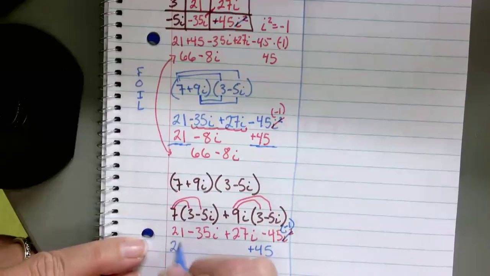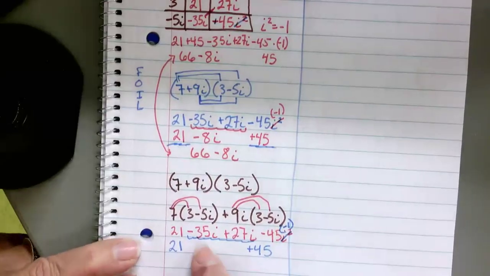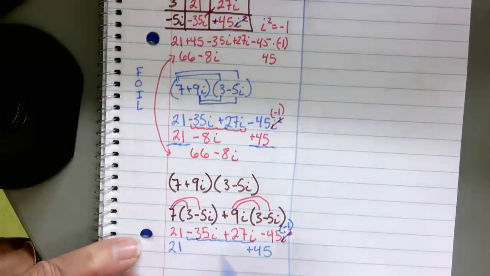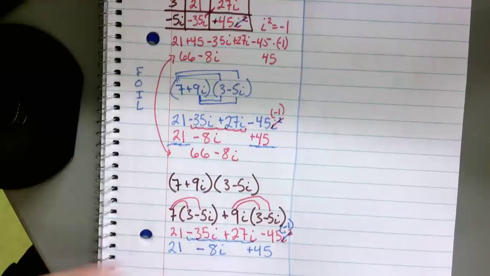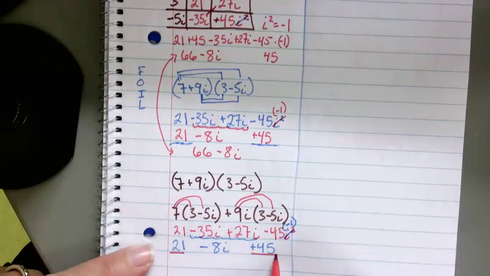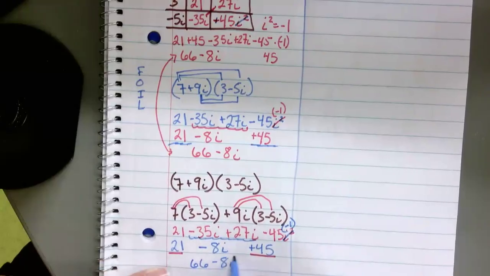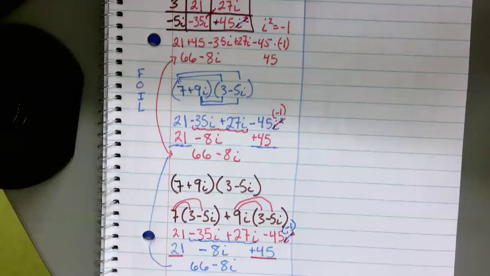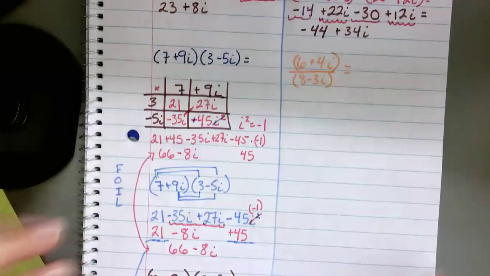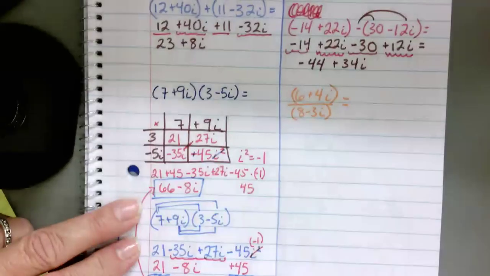We still have 21. And then these, we can combine like terms. Negative 35i plus 27i is negative 8i. Now I can combine the 21 with the 45 so that we get 66 minus 8i. Check it out. Doesn't matter how you do it. 3 choices of how to do it. They all turn out the same. Okay. And again, that would be your answer. Your 66 minus 8i is your answer.